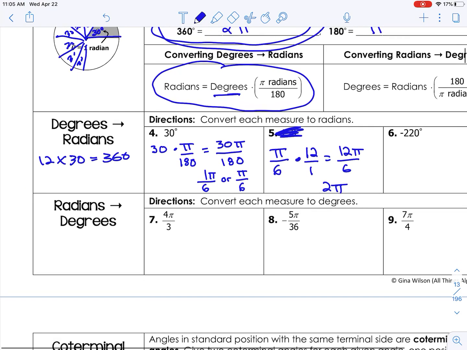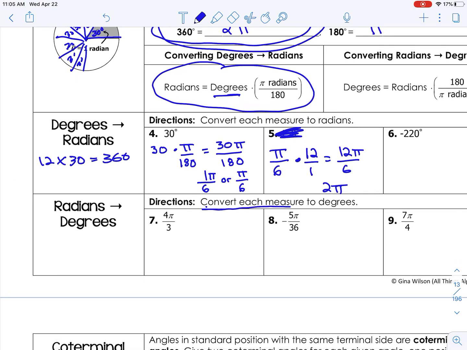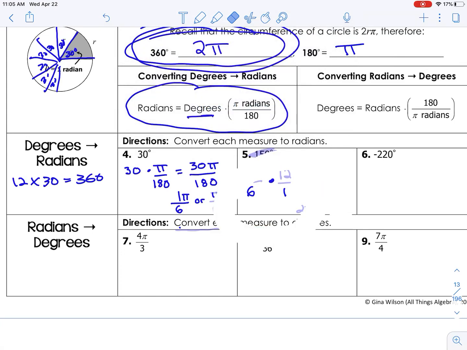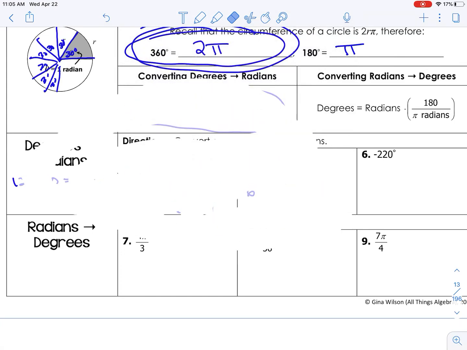And then you're going to go to convert each measure to degrees. And then it gives you the formula for that too. So I'm going to erase all of this. So if you want to write it down, you can pause it. But we need to get rid of this so it's not confusing. So all this is going to go away.